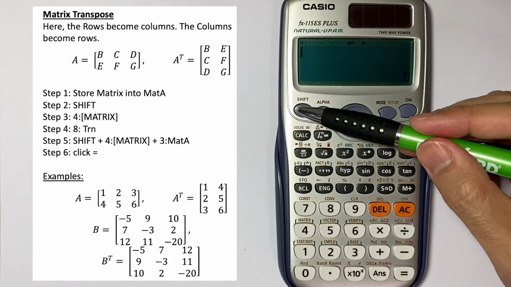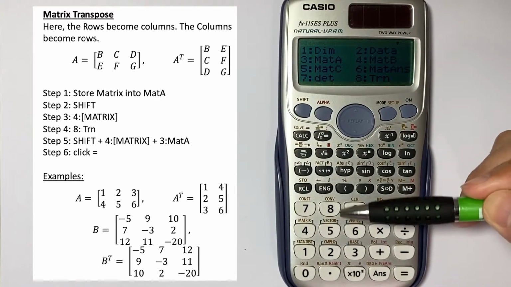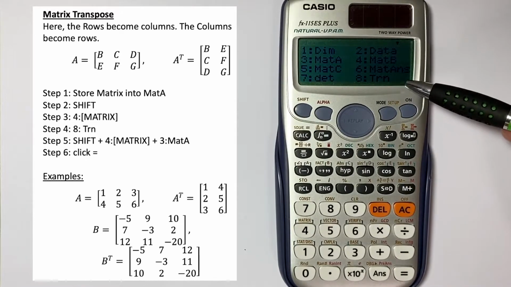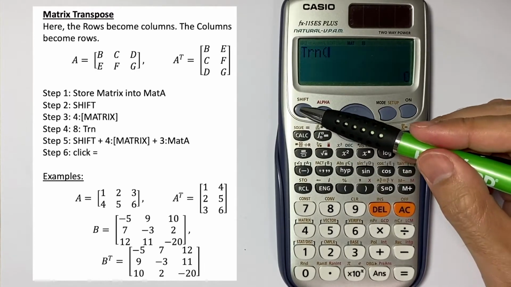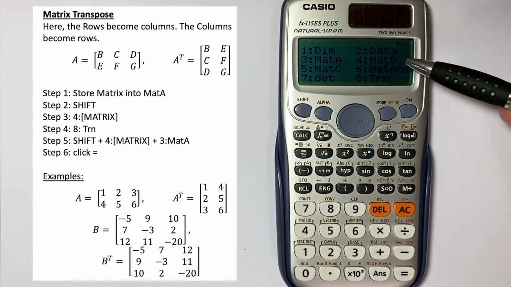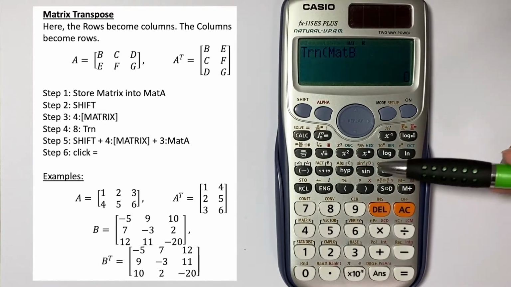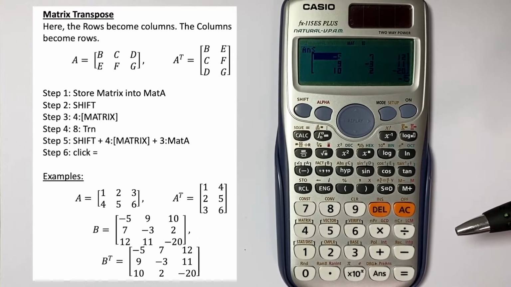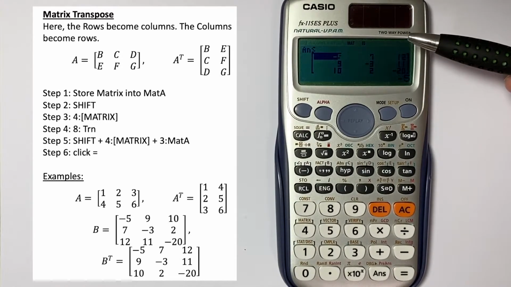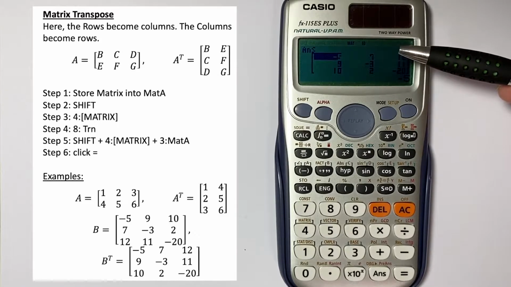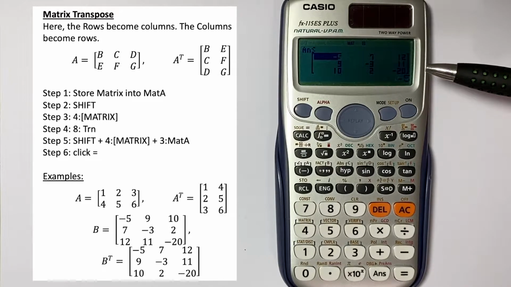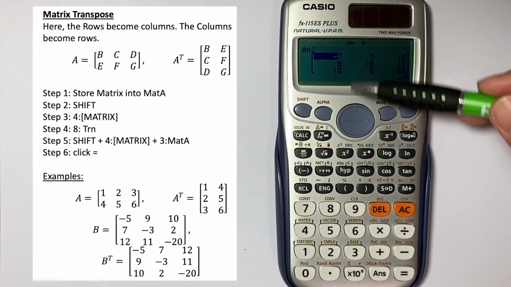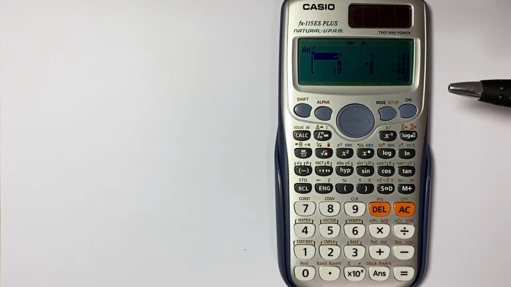Then we go to Shift matrix, and then we go to number 8, transpose. Go to Shift 4 matrix, and then we're going to transpose matrix A in this case, which is 4, and that will give you the 3 times 3, but with -5, 9, 10 that was originally on row 1 becoming column 1 right here, and the same for the rest.